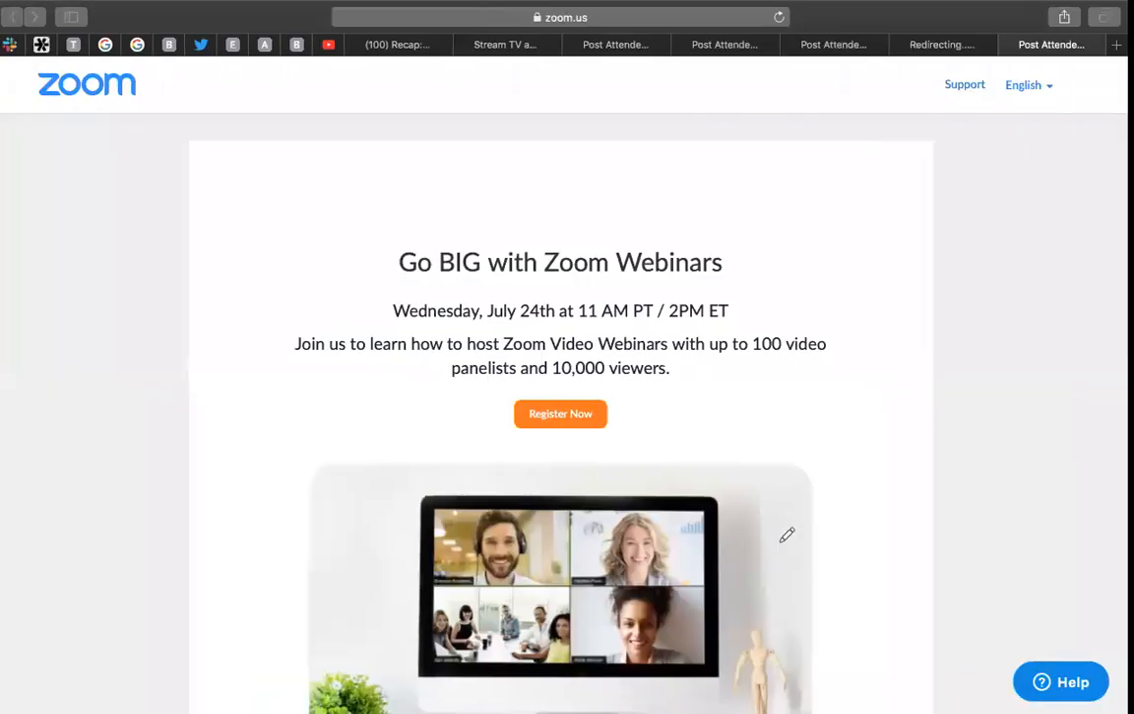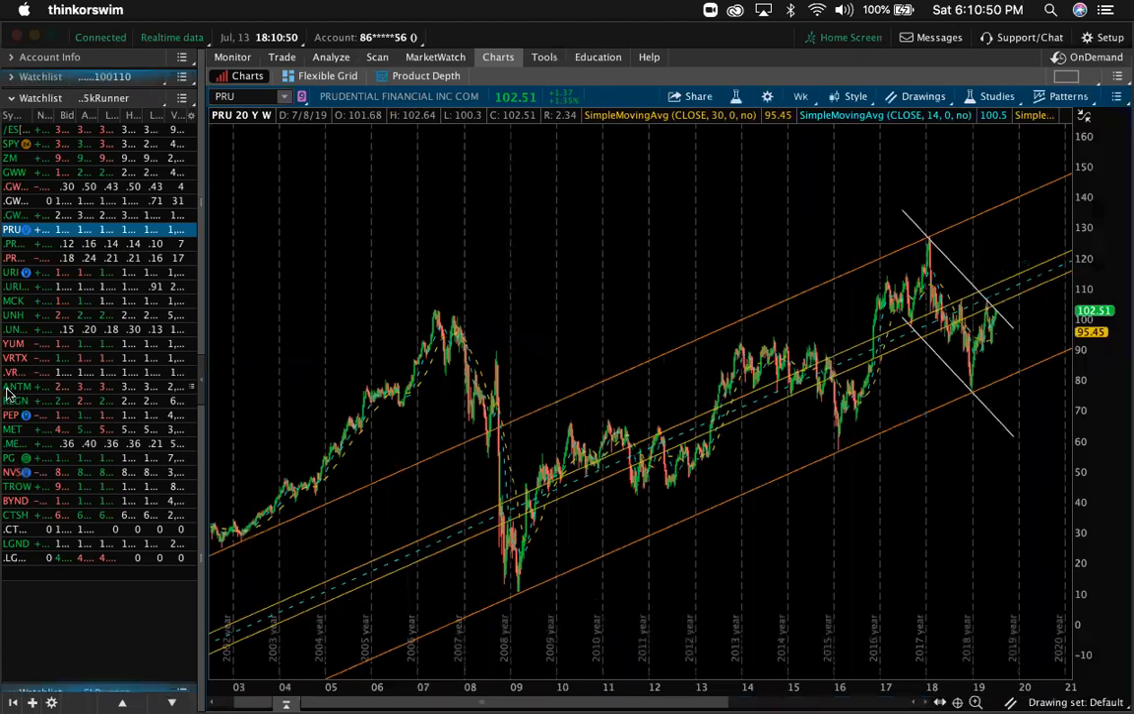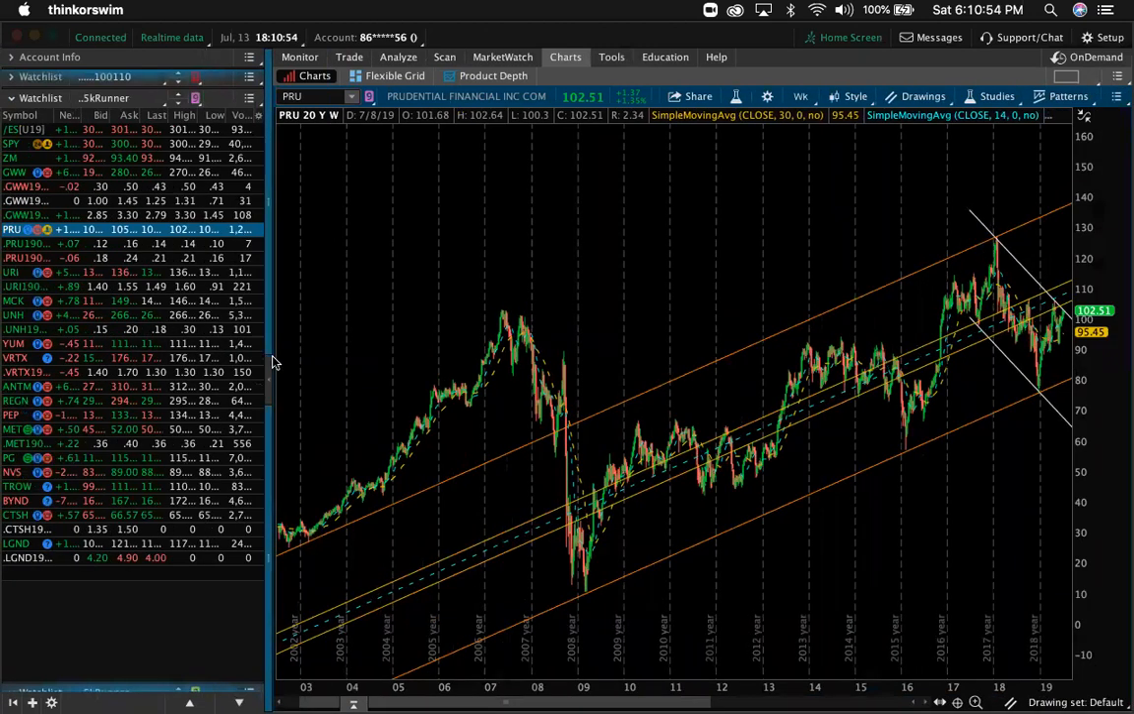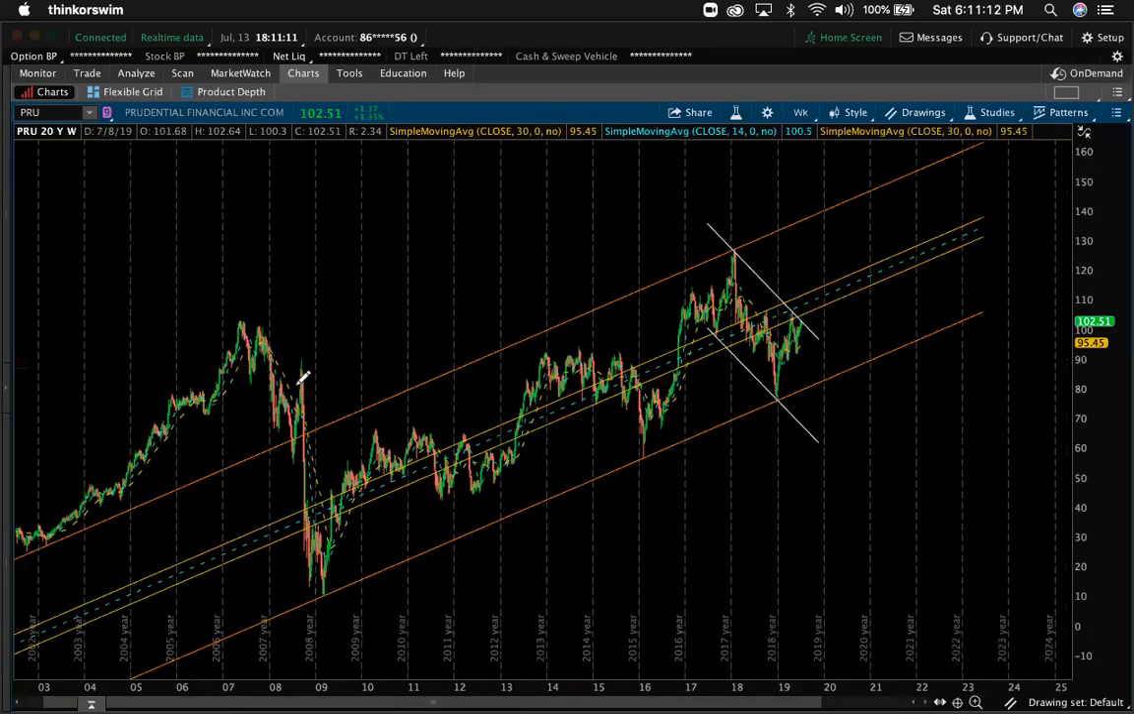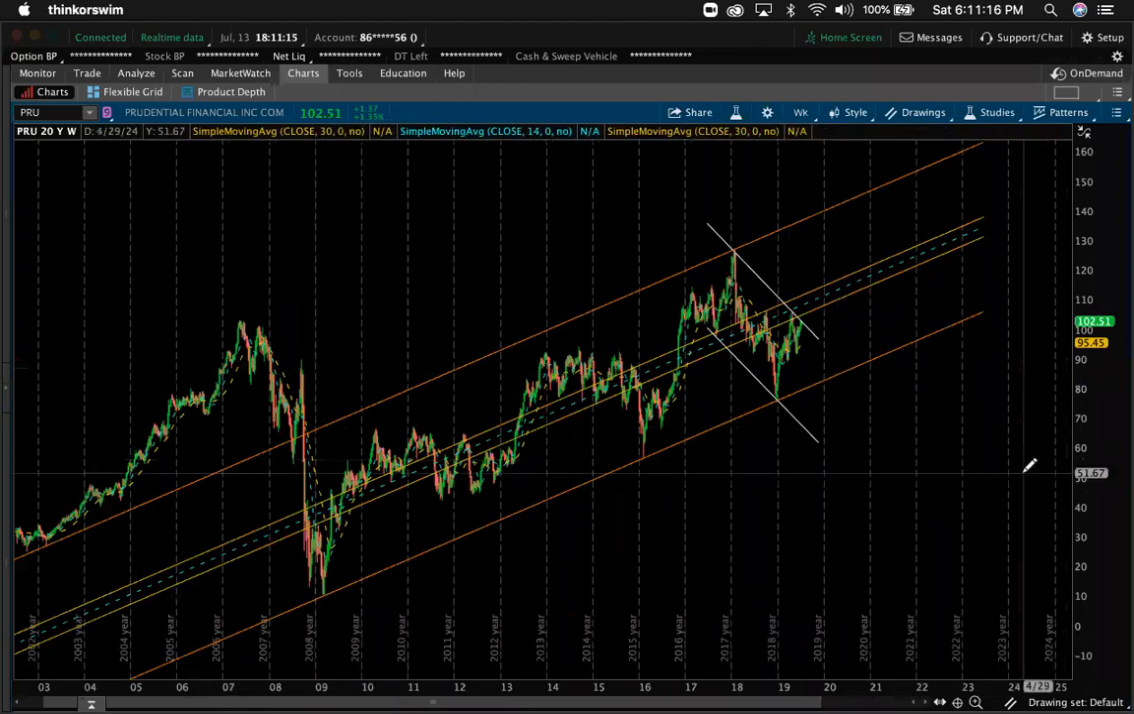Another one that we'll be playing this week, there's a couple of others under my list: we have PRU, we have GWW, ZM, which is Zoom, we have UNH, we have URI, which reports this week. So let's get into it. Currently looking at the weekly of PRU, Prudential Financial.